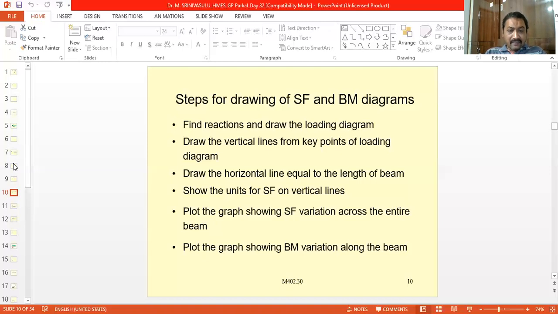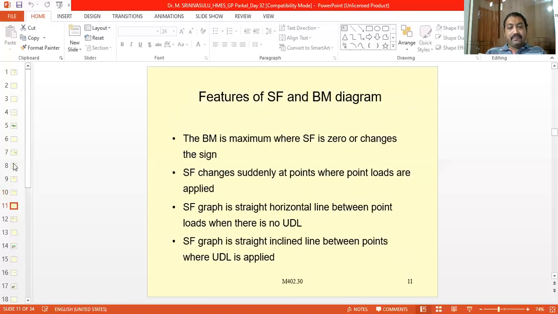Now coming to the bending moment diagram, we also indicate the magnitude of the bending moment acting at the different salient points. Then we plot the graph. We join all the points of the bending moment at the salient points. That is nothing but the graph which shows the variation of the bending moment along the length of the beam.